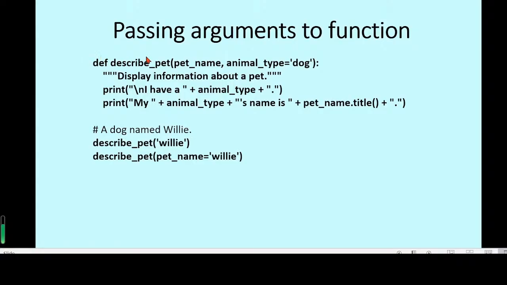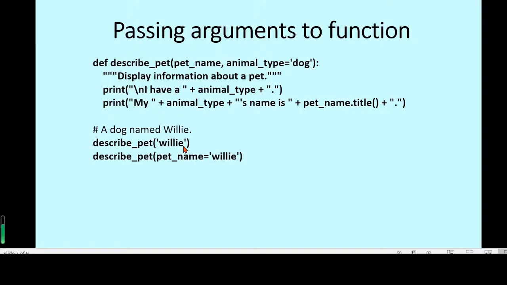We can define this function with pet name, but for animal type we set a default value of dog. So when you call this function, if it is a dog, you can just input the name of this pet.